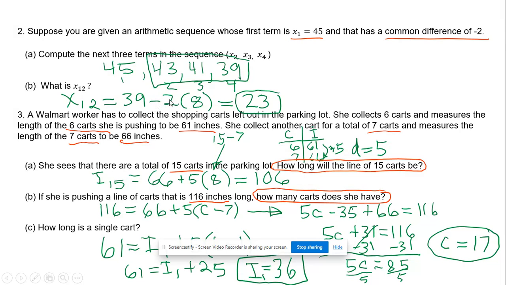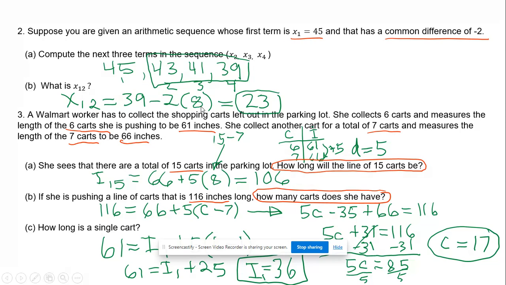So I'm going to write 39 minus 2, and then in parentheses, once again, parentheses tells me that I need to multiply that out. Okay, so I need to multiply -2 times whatever's in parentheses. Okay, so now where do I get 8 from? Okay, that's the question. Well, the term that I know is the fourth term, which is 39. Well, the term that I want to know is 12. So what I'm going to do is I'm going to take 12 and subtract 4 from it, and I get 8.